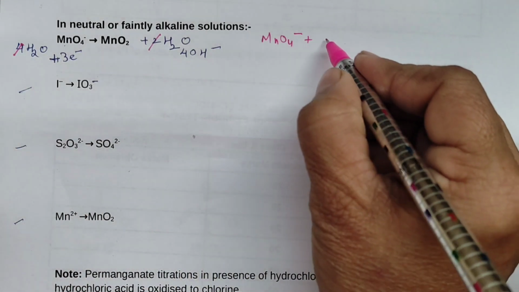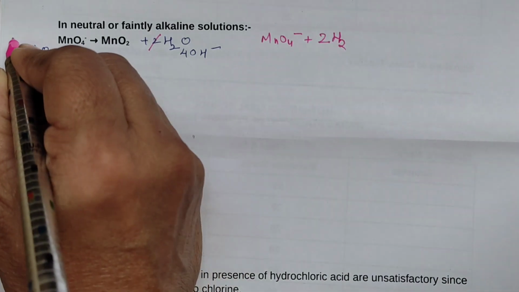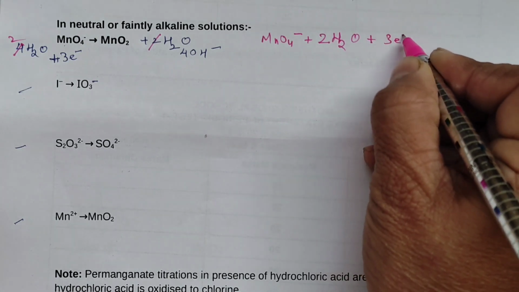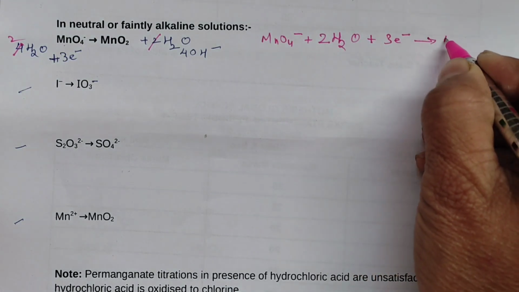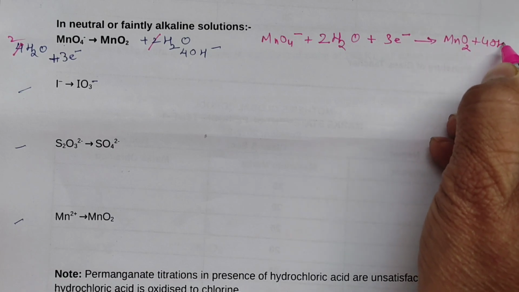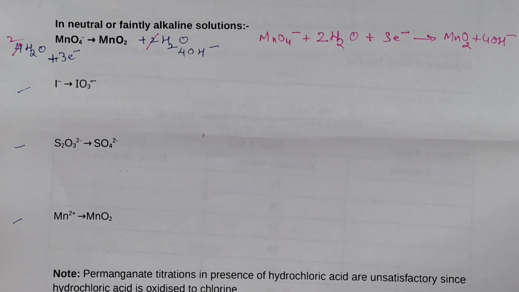So I will be left with only 2 water molecules, extras I am writing on the left side. 2 water molecules on the left side, and 3 electrons here. So it is forming MnO2 plus 4 OH-. So this is my equation, and this equation is to be added to each of them. Now let's start balancing the other equations.